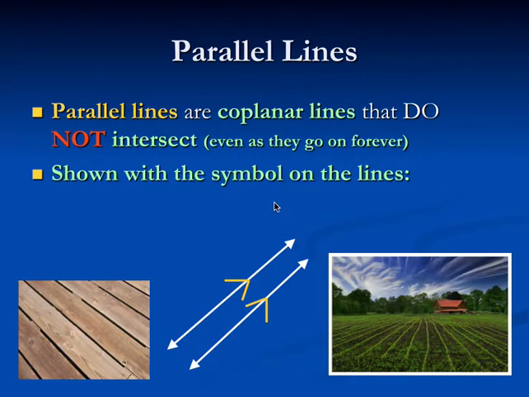Okay, so jumping right in, our first term is parallel lines. Parallel lines are basically coplanar lines that do not intersect, even as they go on forever. This should be a review of a term you learned probably in middle school math, and then you probably touched on it in Algebra 1 when you learned that parallel lines have the same slope. What may be new is that we use a symbol to indicate parallel lines. If you look down here where my cursor is, you'll notice that there are yellow arrows, and those yellow arrows indicate that these two white lines are parallel.